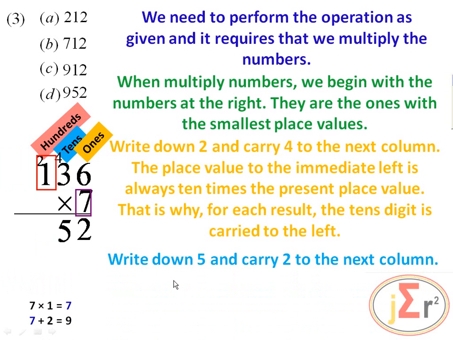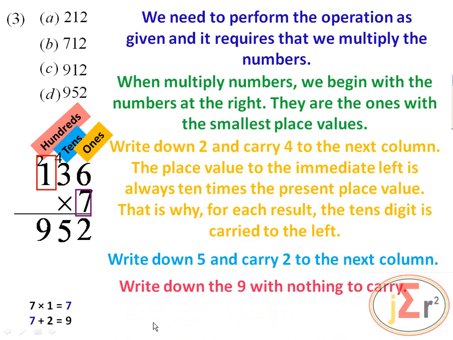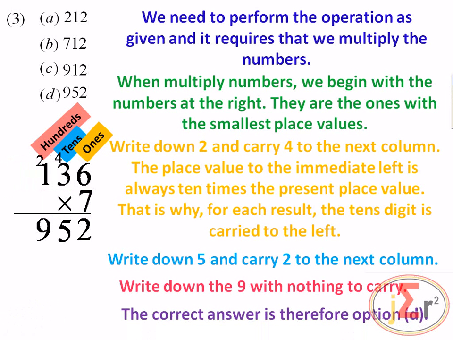Finally, we say 7 ones, 7, and to that 7 we will add the 2 that was carried from the column of less significance. So we add the 2 to the 7, and the result is 9. So write down 9. After writing down 9, there is nothing to be carried. The correct answer is therefore option D.